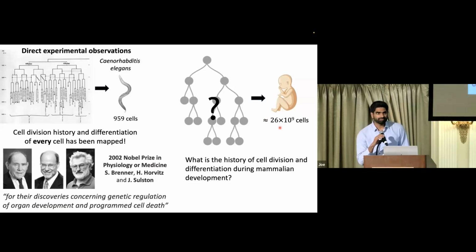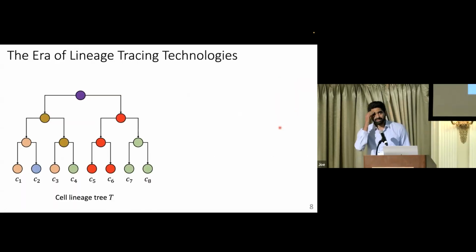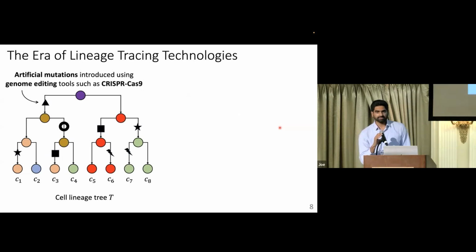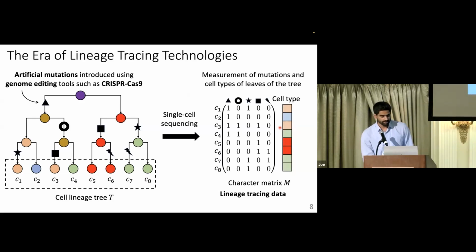But now we are in the era of sequencing technologies. I think this is a very exciting time to work in this area because of recent development of lineage tracing technologies. In these technologies, you introduce artificial mutations in cells as they are dividing and differentiating using genome editing tools such as CRISPR-Cas9. And then you can use single cell assays to measure these mutations and the cell types at the leaves of the cell lineage tree. So with these lineage tracing technologies, you get two kinds of data.